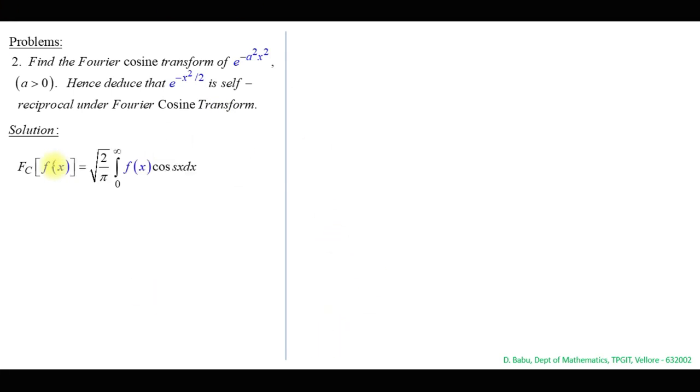So what is the Fourier cosine of f of x formula? Square root of 2 by pi, integral 0 to infinity f of x cos sx dx. Therefore, Fourier cosine of e power minus a square x square equal to square root of 2 by pi, integral 0 to infinity, e power minus a square x square cos sx dx.